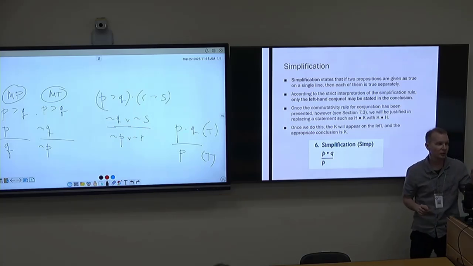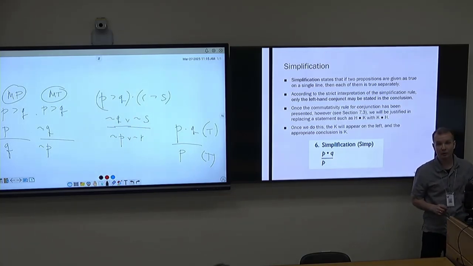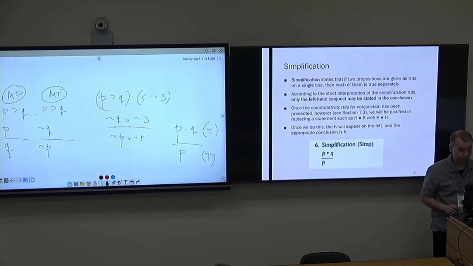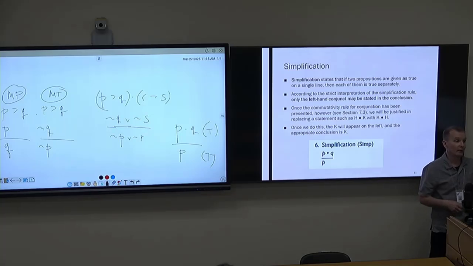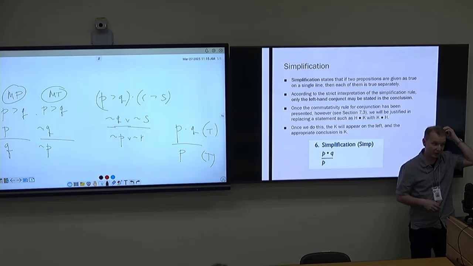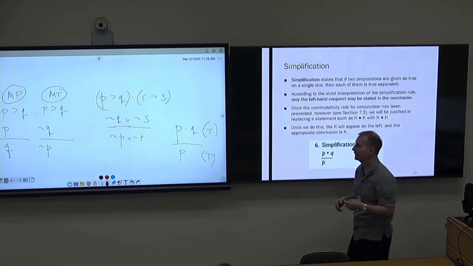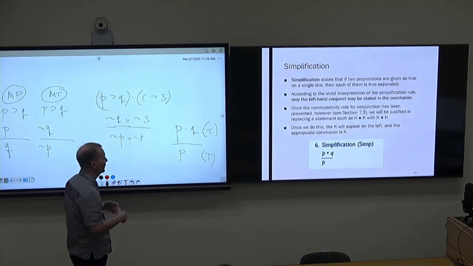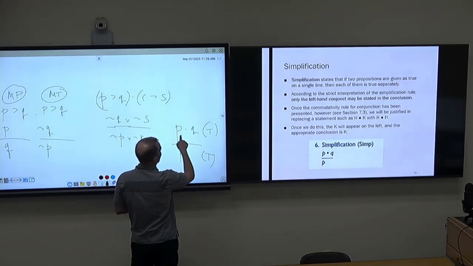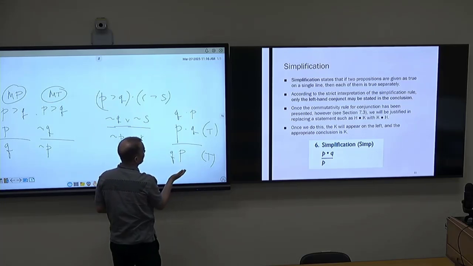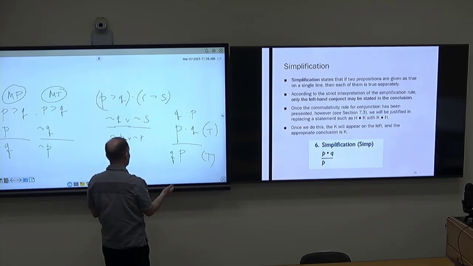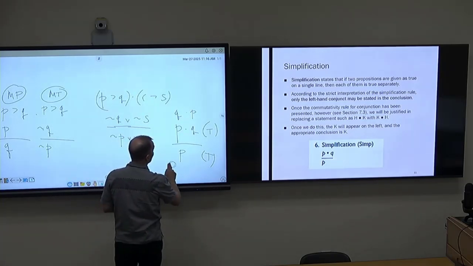Okay, so simplification just states that if two propositions are given as true on a single line, then each of them is true separately. Now, if they are not given as true, then obviously the whole thing simply doesn't apply. According to the strict interpretation of the simplification rule, only the left-hand conjunct may be stated in the conclusion. Once the commutativity rule for conjunction has been presented in 7.3, we will see that they are actually equivalent. So even though it's only coming up in 7.3, I can already tell you, since P and Q can be anything, P and Q is equivalent to Q and P, so we can just as well put Q here instead of P, but we just don't have to spell it out, because we already know that. So for our purposes, we only need to write this.